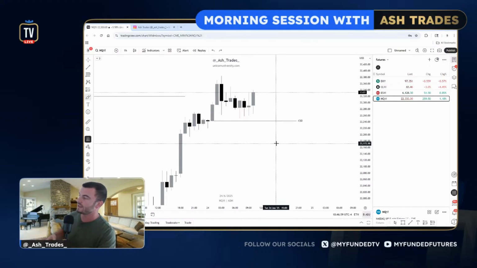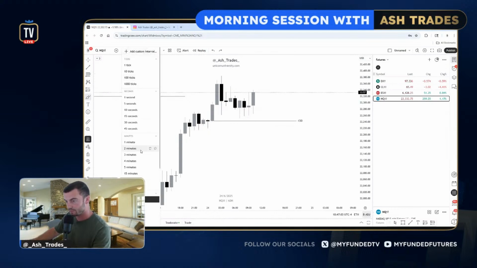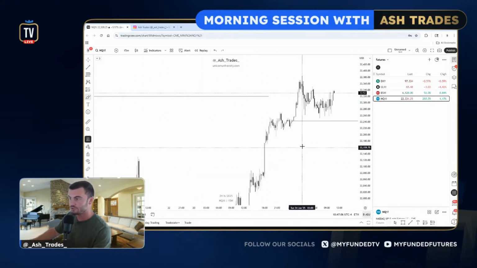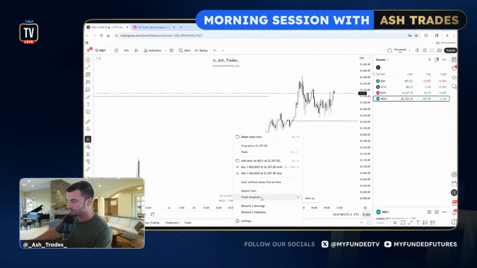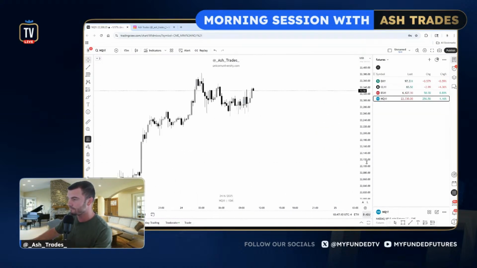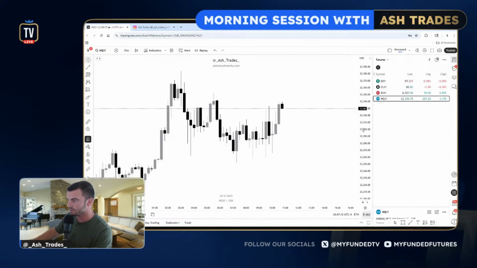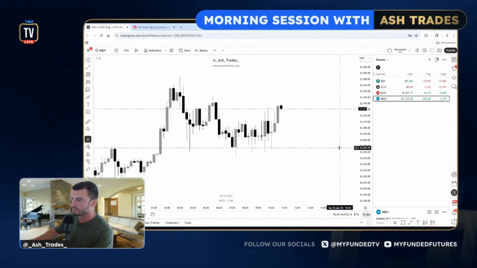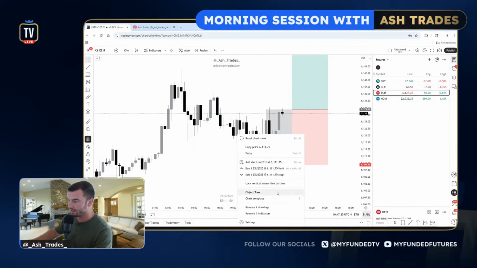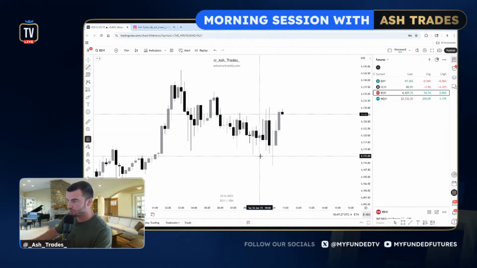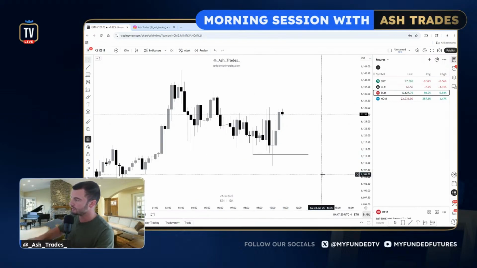Next step is executing that idea. Okay, so let's hop down to the lower time frames to understand why we're executing that idea. So take a look at this, right? Notice how NQ keeps creating higher lows. Notice how ES took out those lows.